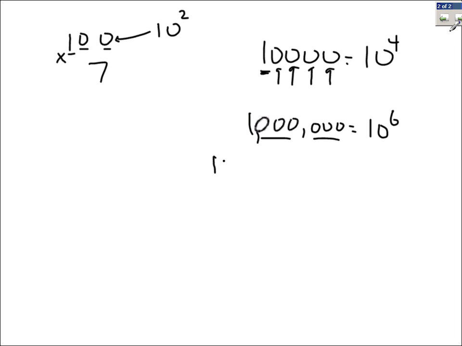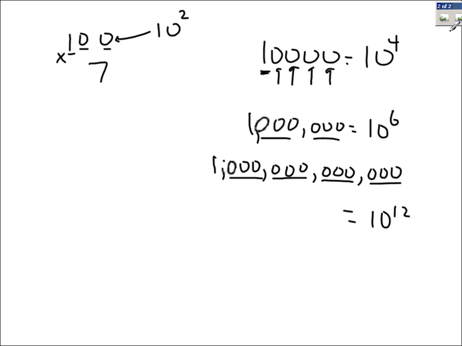Somebody asked you to write down this number as a power of 10. Well, first, I don't think you have to count each individual zero. You can go 3, 6, 9, 12. They came in groups of 3. You don't have to say 1, 2, 3, 4, 5, 6, 7, 8, 9, 10, 11, 12. If you did, fine, you still get 10 to the 12th.